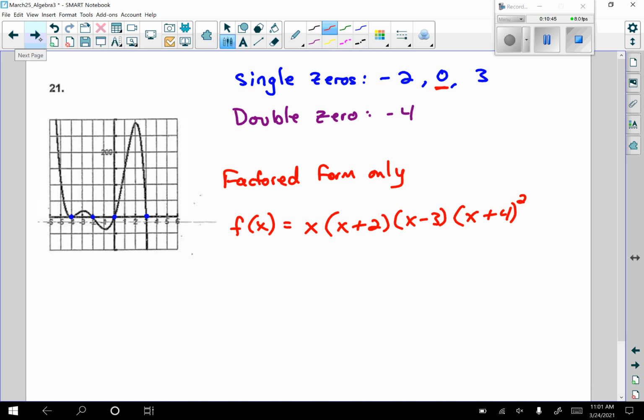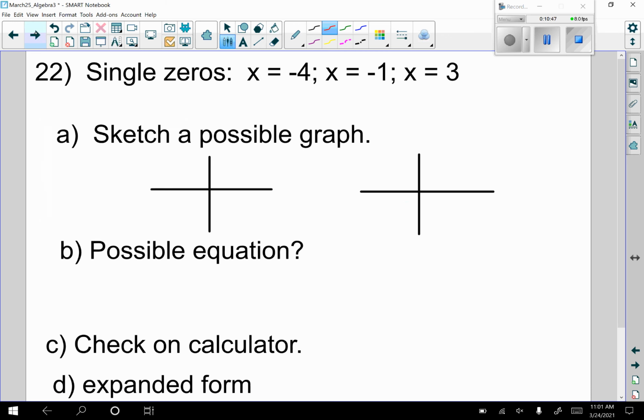All right, so in those two examples, we were given a graph. Now we're going to do the reverse. And again, these are just possible graphs. They could look different in certain areas, but they should still have the same common characteristics, the main characteristics here. So let's say we just have single zeros of x equals -4, x equals -1, and x equals 3. We're going to sketch a possible graph. So I'm actually going to do this twice just to show you the two possibilities.